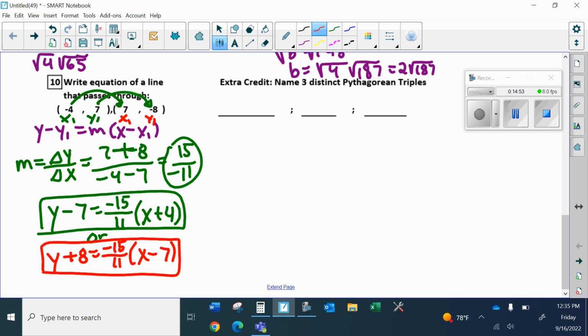Extra credit, 3 distinct Pythagorean triples. 3, 4, 5. I already gave you all 5 of these. 5, 12, 13. You just had to pick 3 of them: 7, 24, 25, 8, 15, 17, or 9, 40, 41. You just pick 3 of those 5 to write down. You don't get to pick any of the multiples. That's why it says distinct. You can't pick a multiple of one of those. Got to be 3 of those 5 right there.